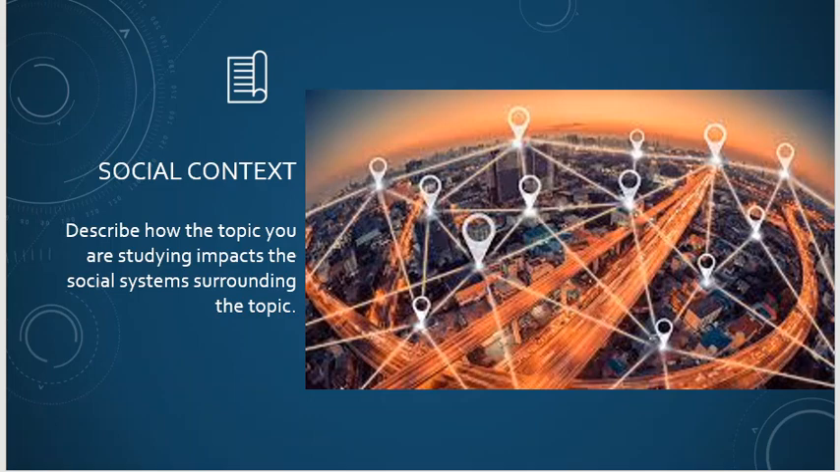So talk a little bit about, like I said, the social context of how your population affects society and how society affects your population or the phenomena you're studying.